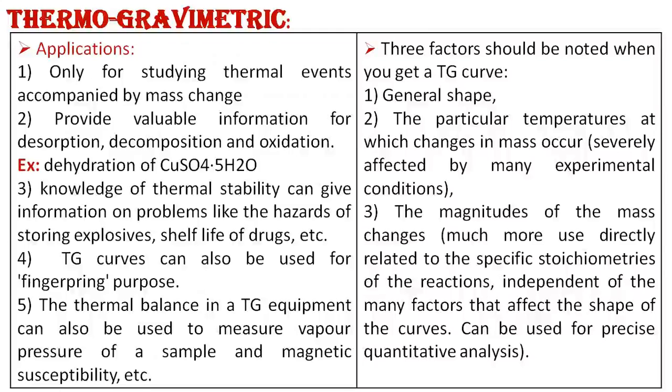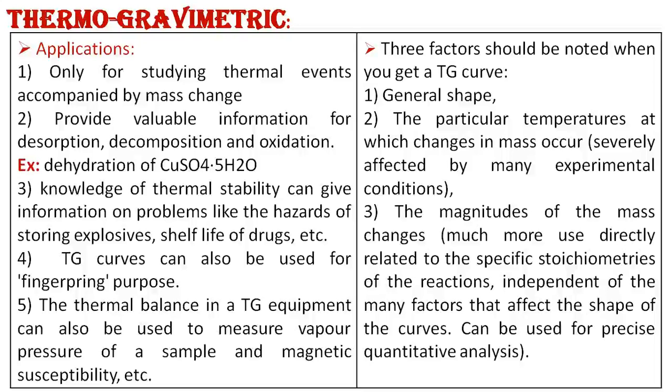Then the applications are: not only for studying thermal events accompanied by mass change, it also provides valuable information on distortion, decomposition, oxidation, dehydration. Knowing thermal stability can give information on problems like the hazards of storing explosives, shelf life of drugs, etc. TG curves can also be used for fingerprint purposes.